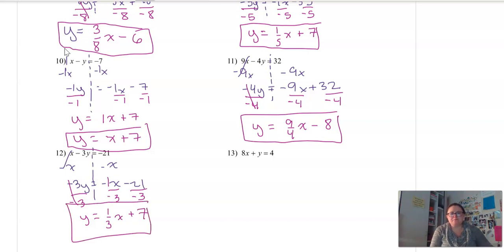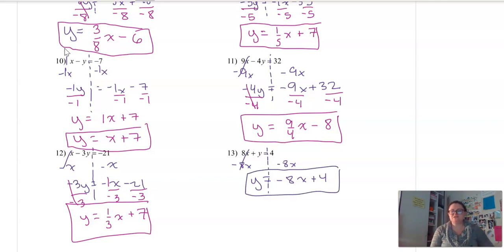Okay, and the last example. 8x plus y is 4. Subtract 8x on both sides. So I'm left with y equals negative 8x plus 4. And actually we're done with this one because the last step is to divide. Now if you really wanted to, you could divide everything by 1, but hopefully you see that that is in slope-intercept form. So that is converting from standard form to slope-intercept form.